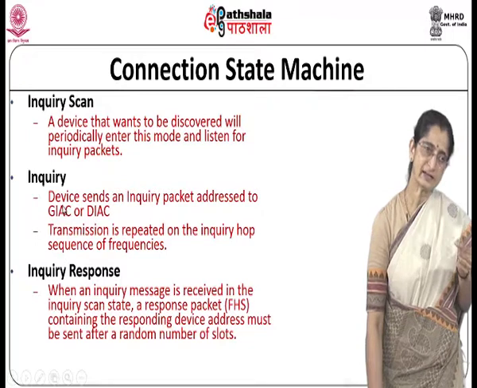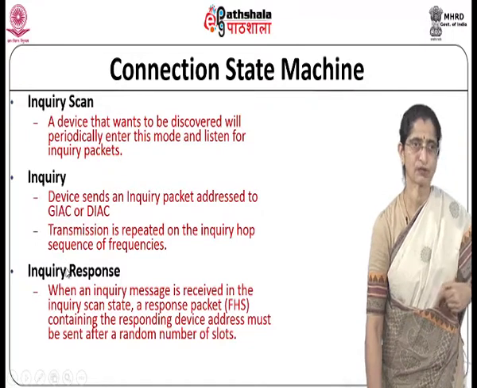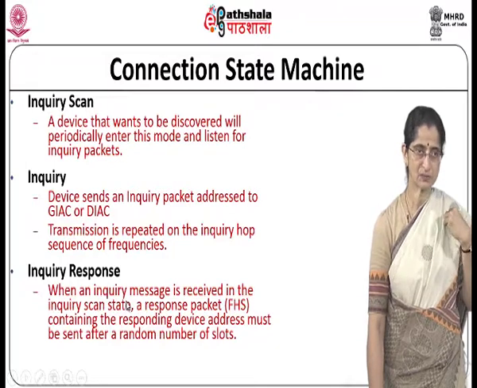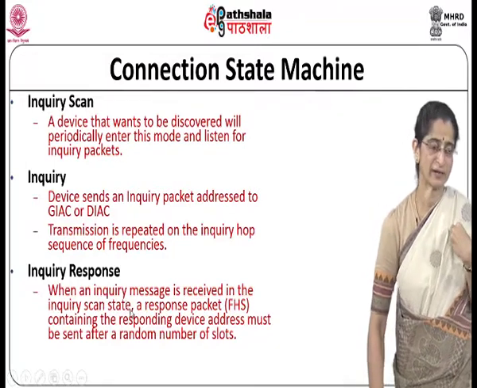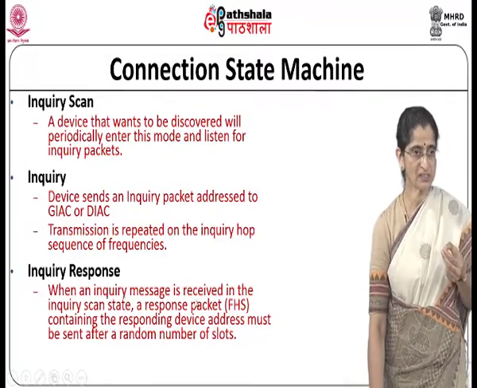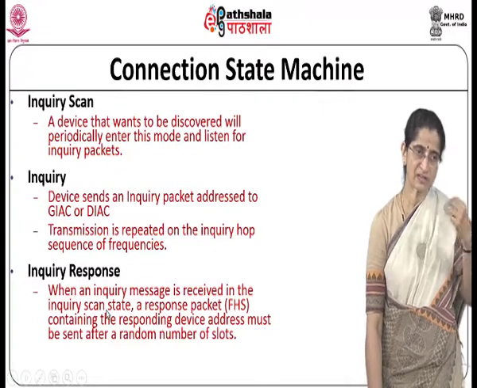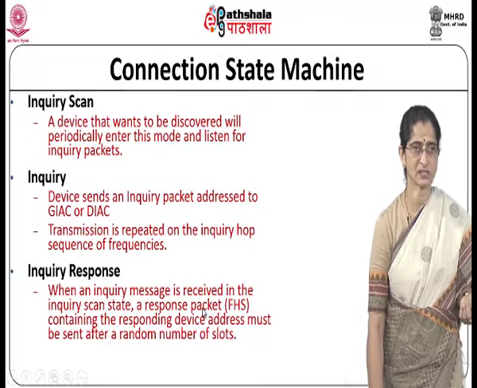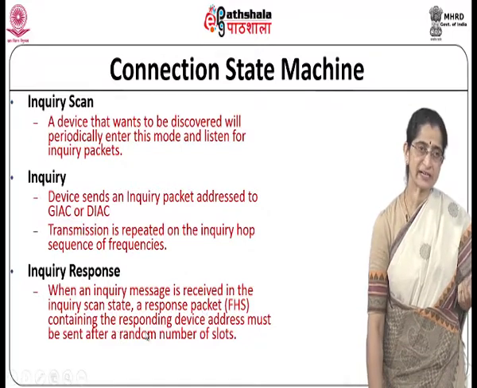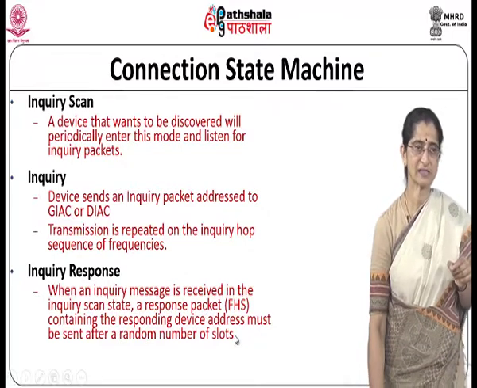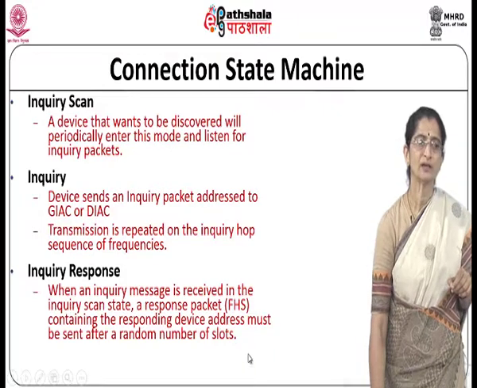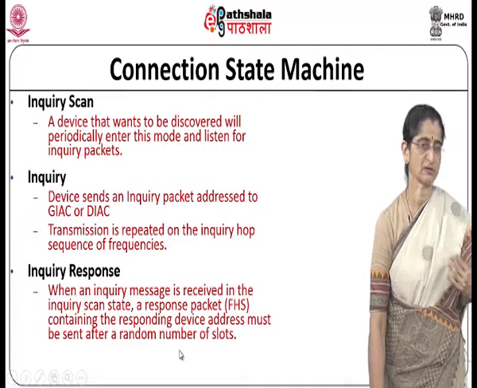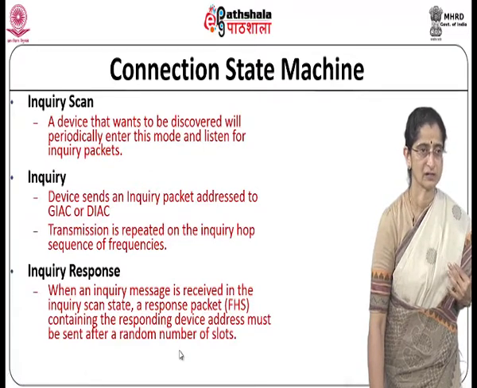In response to this, there will be an inquiry response which is sent by the device which is being inquired. When an inquiry message is received by a node in the inquiry scan state, it forms what is called a response packet, an FHS packet, which contains the responding device address, and it will be sent after a random number of slots. That is what will happen in the inquiry response state.